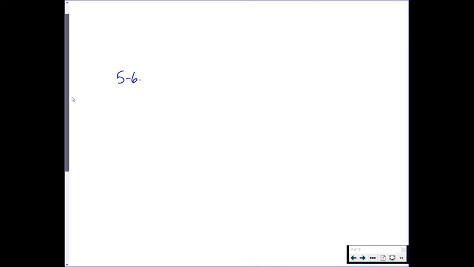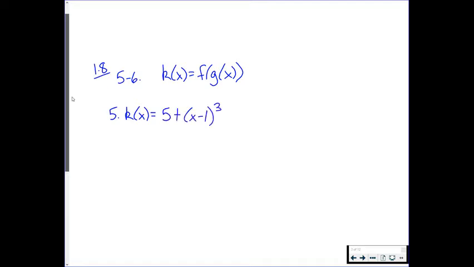Questions 5 through 6 ask us to decompose k of x into two functions so that k of x equals f of g of x. This also comes from section 1.8. On question 5, we know that k of x is 5 plus x minus 1 to the third.